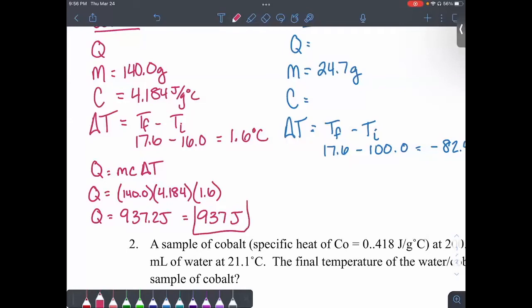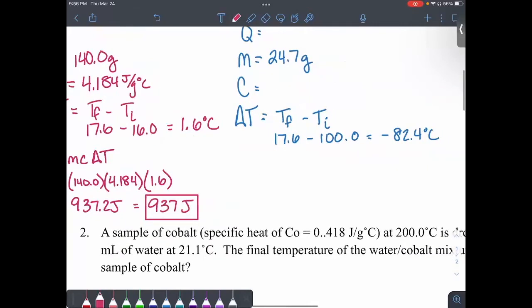So that's going to be our Q, which then we need to remember that our Q of water needs to be the same as our Q of our metal. So this, but an opposite sign. So our negative Q of metal.